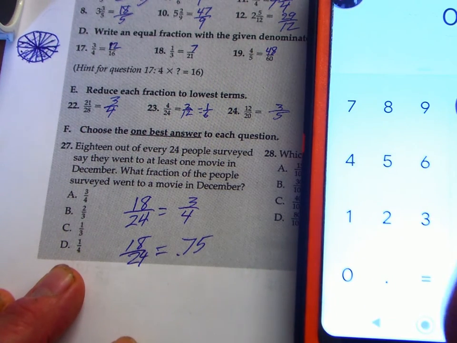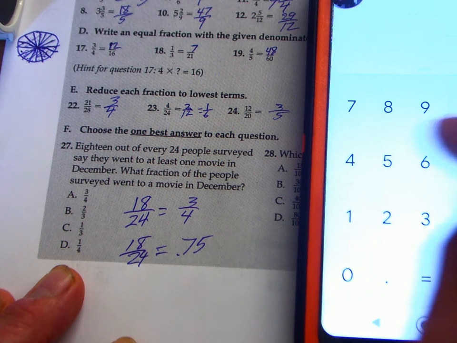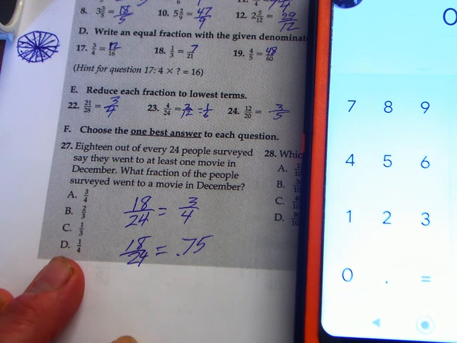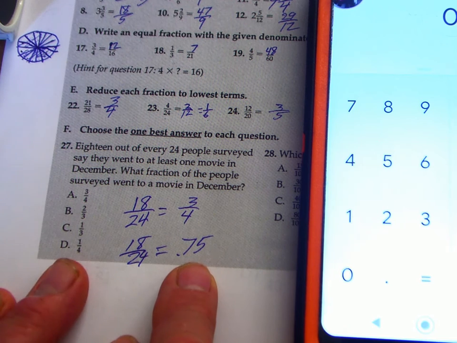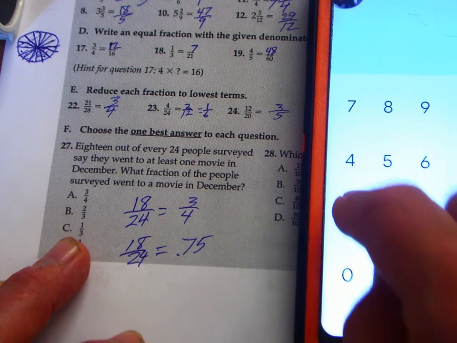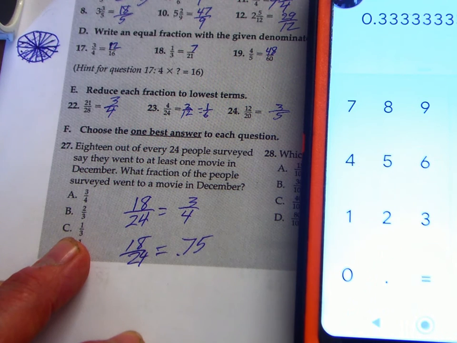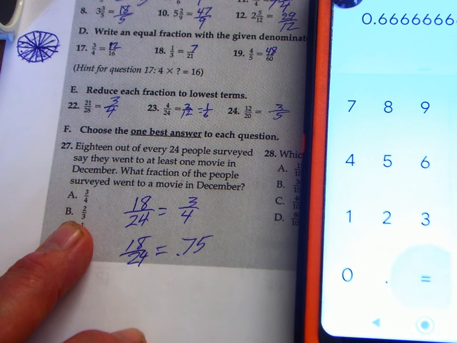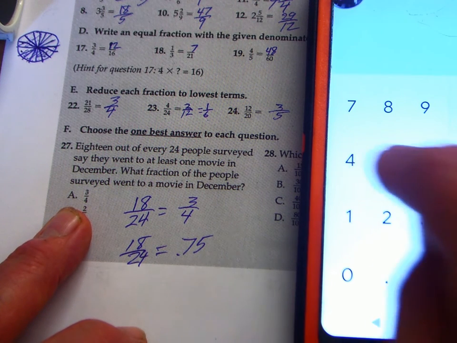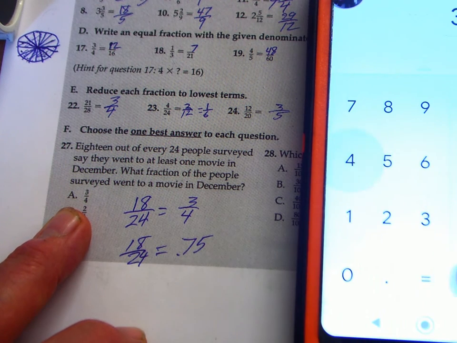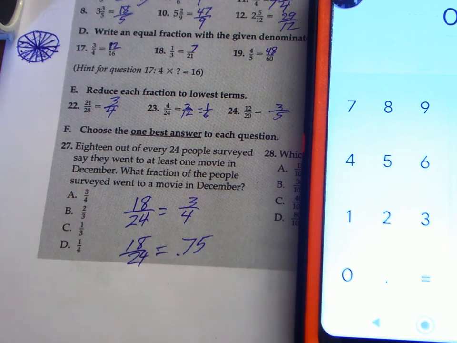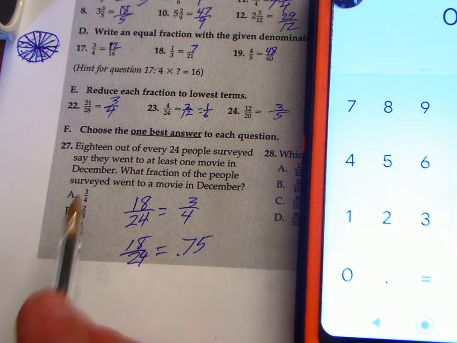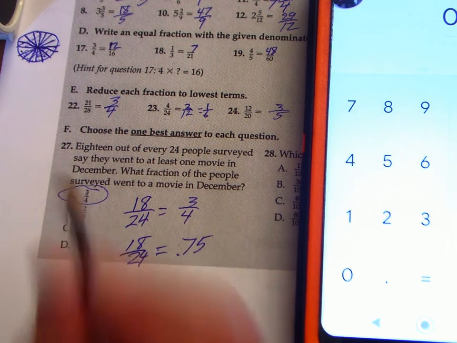This says 1/4. 1 divided by 4 equals 0.25. I want 0.75. That one's wrong. How about 1/3? Clear. 1 divided by 3 equals 0.33. That one's wrong. How about 2/3? Clear. 2 divided by 3 equals 0.666. No, that's not right. How about 3/4? Clear. 3 divided by 4 equals 0.75. This must be the correct answer because this is 0.75 and this one's 0.75. So A must be correct.